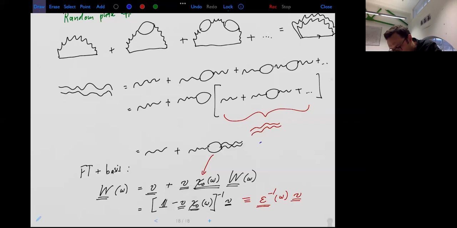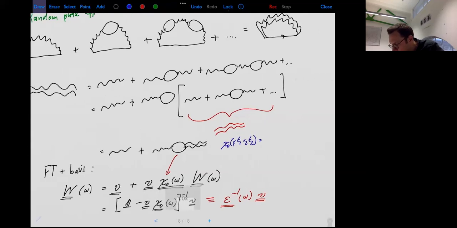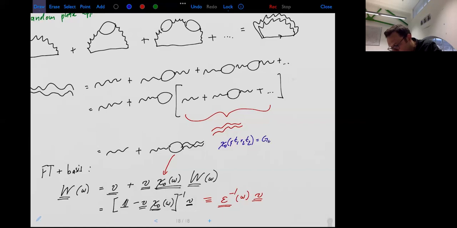So chi0 R1 T1 R2 T2 is given by, again using the Feynman rules, G0 R1 T1 R2 T2 G0 R2 T2 R1 T1, and it is the density response function of non-interacting electrons.